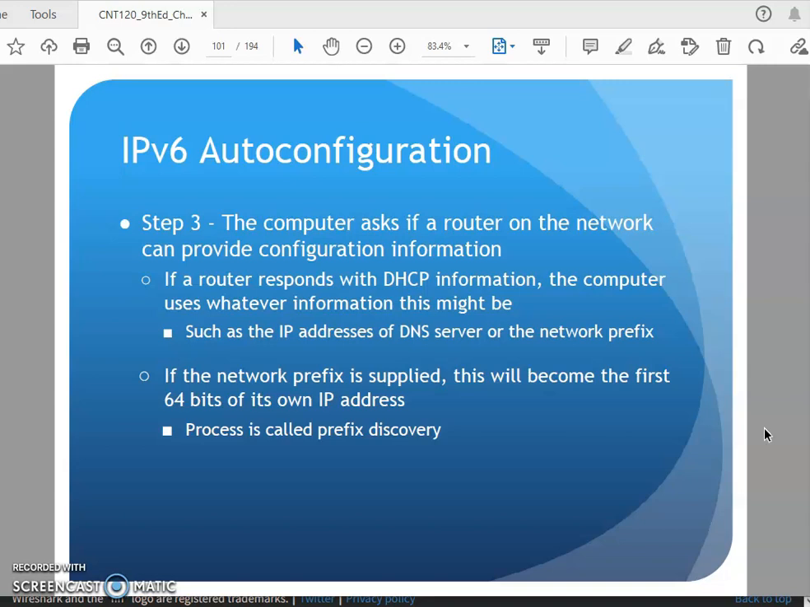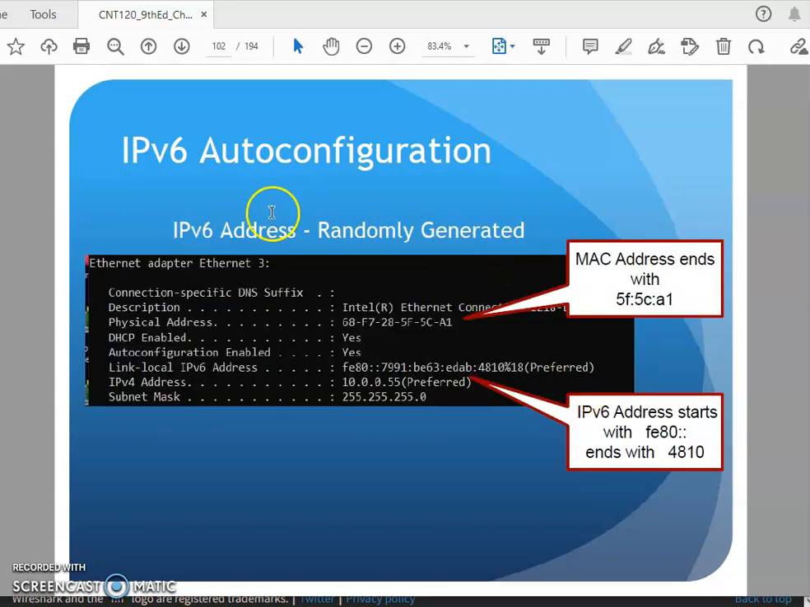I think I have 2 examples here. Yes, I do. This is, I think, from my laptop or one of the lab machines. Here's a randomly generated IP version 6 address. Here's the MAC address of it, and the ending is F5F5CA1. If I look at the actual IP version 6 address, I'll see it does not end with that. So this was a randomly generated IP version 6 address that it would check on the network for anybody using it. If they're not, this will be my IP version 6 address.